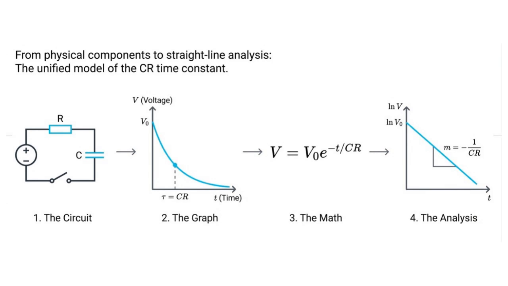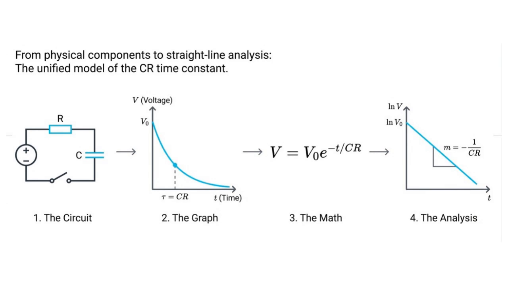First, we have a simple circuit with a resistor and a capacitor. When the switch is closed, the voltage across the capacitor starts to decrease exponentially over time, shown by the curve on the graph. This decay follows the equation V equals V0 times e to the power of negative t divided by CR. To make analysis easier, we take the natural logarithm of the voltage, which transforms the exponential curve into a straight line, simplifying the determination of the time constant.